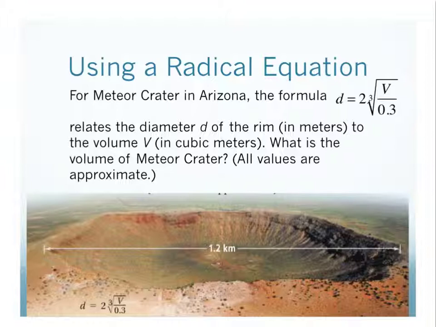Okay, using a radical equation. For Meteor crater in Arizona, the formula D equals 2 times the cube root of V over 0.3 relates the diameter D of the rim of the crater in meters to the volume V in cubic meters. What is the volume of Meteor crater? All values are approximate. Alrighty, so we're going to start with this issue of what it says here, which is the diameter D of the rim in meters.